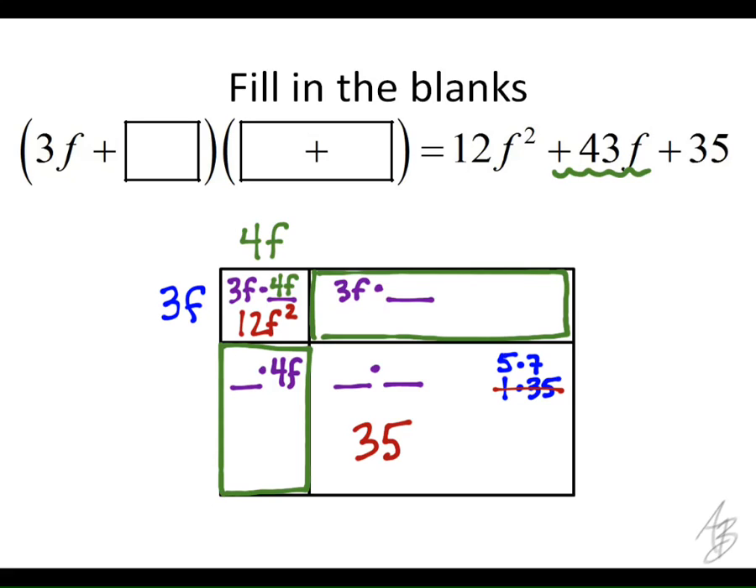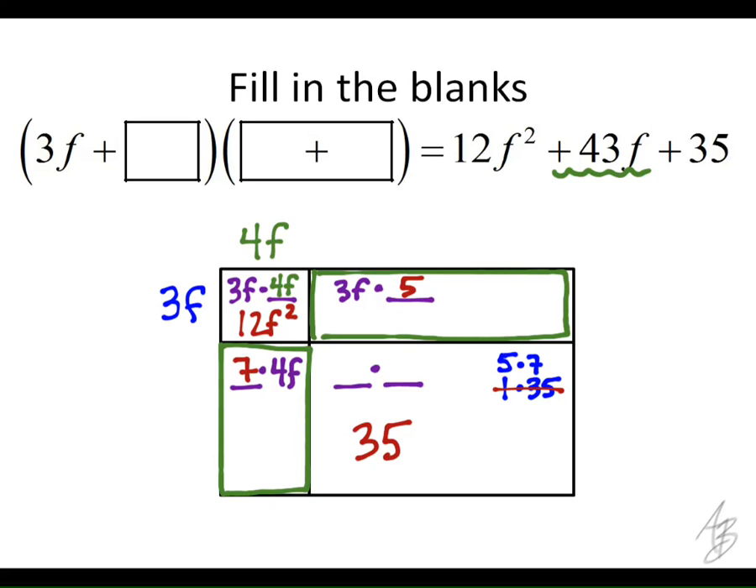How about the 5 and the 7? Let's try the 5 here. 5 times 4f is 20f. 7 times 3f is 21. That gives us 43, right? That doesn't work. So Claire says this needs to be 7. Put the 7 in here. What do we get? 7 times 4f, 7 times 4 is 28. 3f times 5. 28 plus 15 is, that works. So this is going to be 7, this is going to be 5.